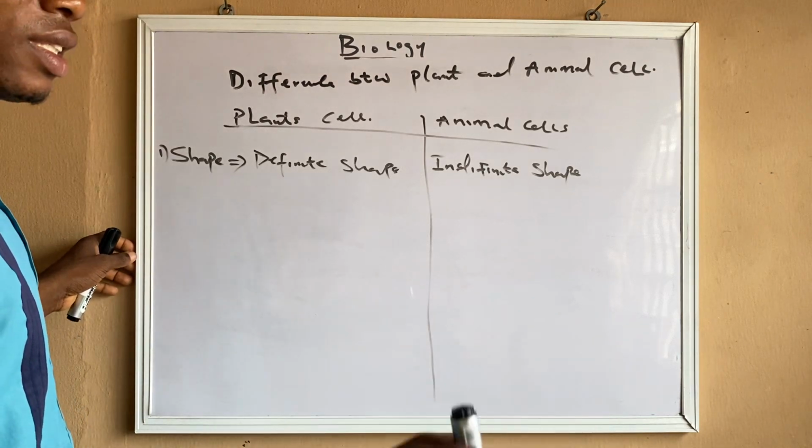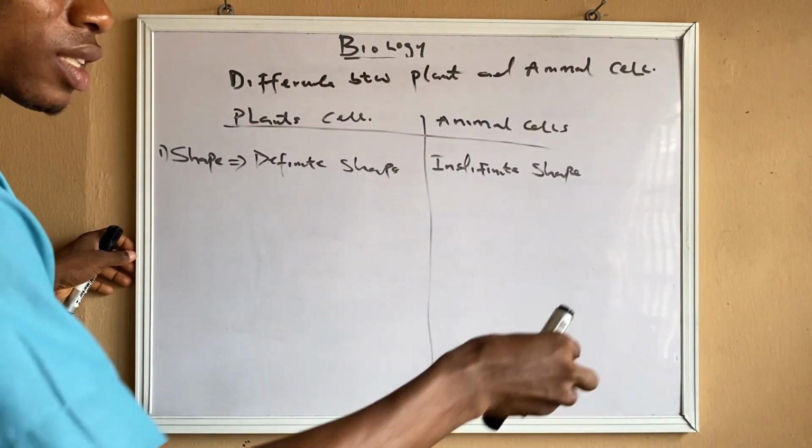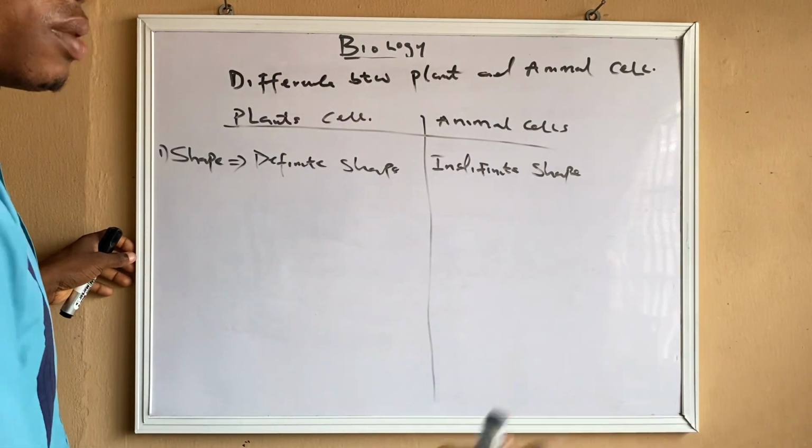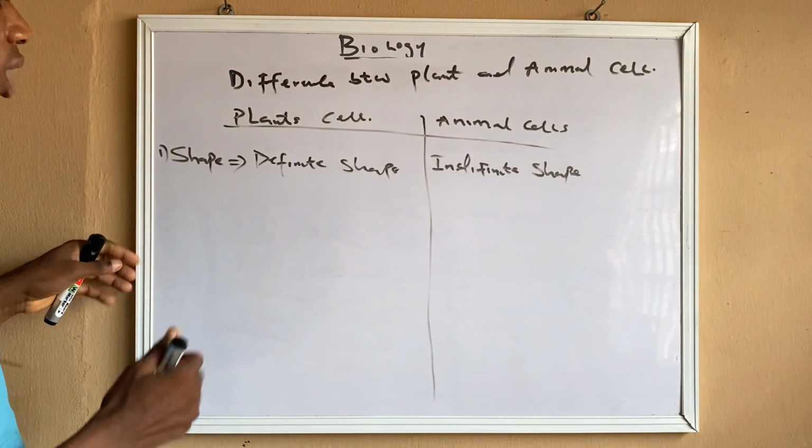You can't specify that this is a particular shape for animal. Is it square? Is it rectangle? Is it triangle? There is no definite shape for animal cells.